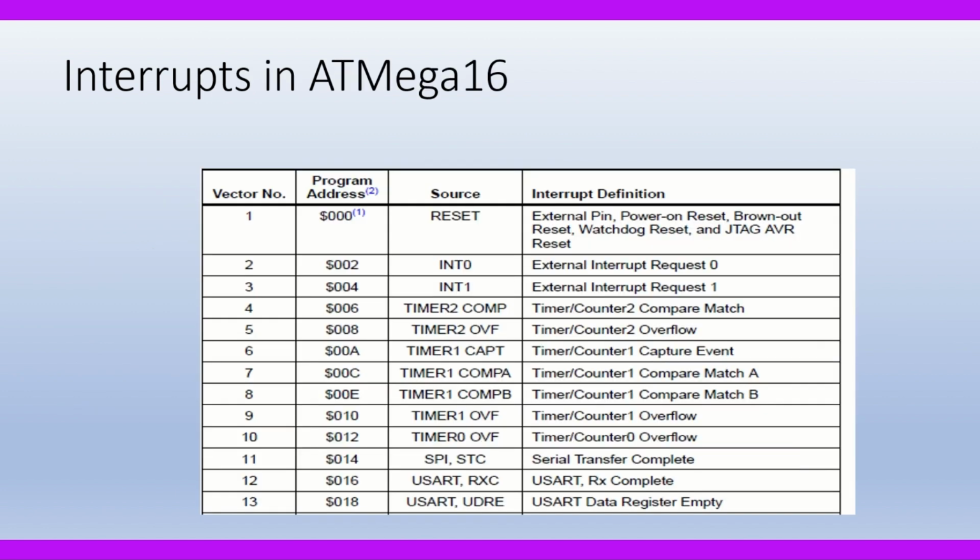Interrupts can be generated by different sources. The interrupt can be generated by external hardware devices or internal hardware. So for example, the interrupt can be generated by a push button switch connected to INT0, INT1 or INT2 pin. Similarly, a timer can generate an overflow interrupt. An I2C or SPI module can generate an interrupt on transmission or reception of data. Similarly, the interrupt can also be generated by a UART or USART module. So there are a total of 21 interrupt sources in the ATmega16 microcontroller.